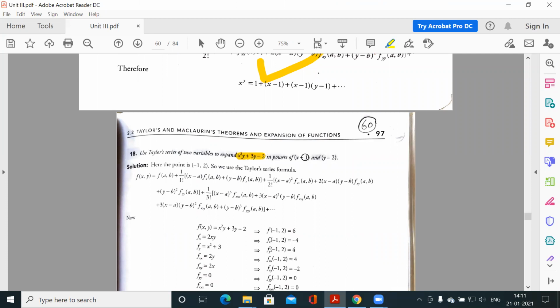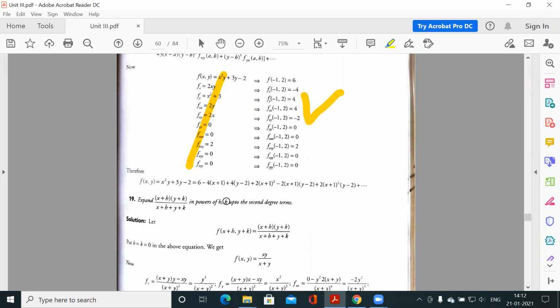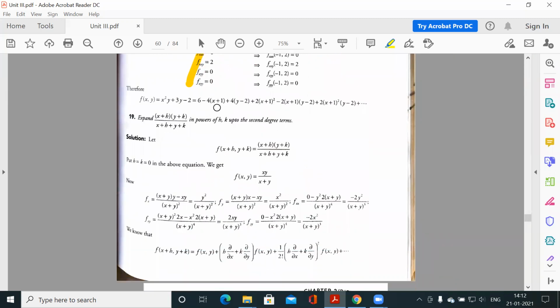Now this is your function. Now the a value is minus 1, the b value is 2. So at the point minus 1, 2, this is your expansion. This is your function, and these are the values of the function at the point minus 1, 2. Again in powers of h, k, this is your f of x plus h, y plus k.